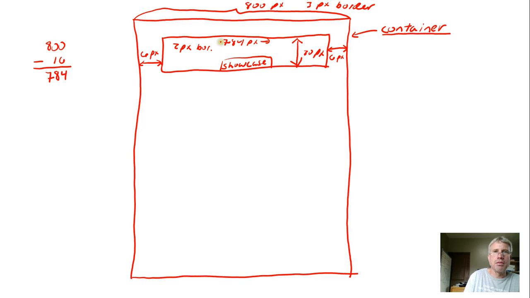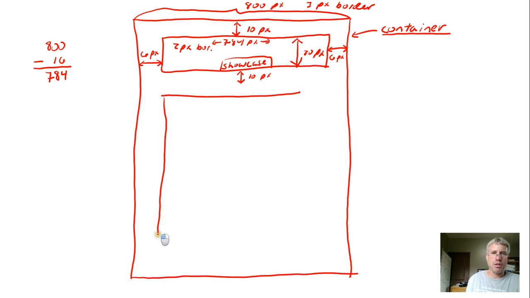wide. And let's do a 10 pixel margin at the top to push it down from the top of the page. We'll do a 10 pixel margin there. And then we'll do a 10 pixel margin underneath him. And underneath him, I'm going to have another container that I'm going to call content. And this will be where I put my page content, my paragraphs. So I'm going to name this guy content.